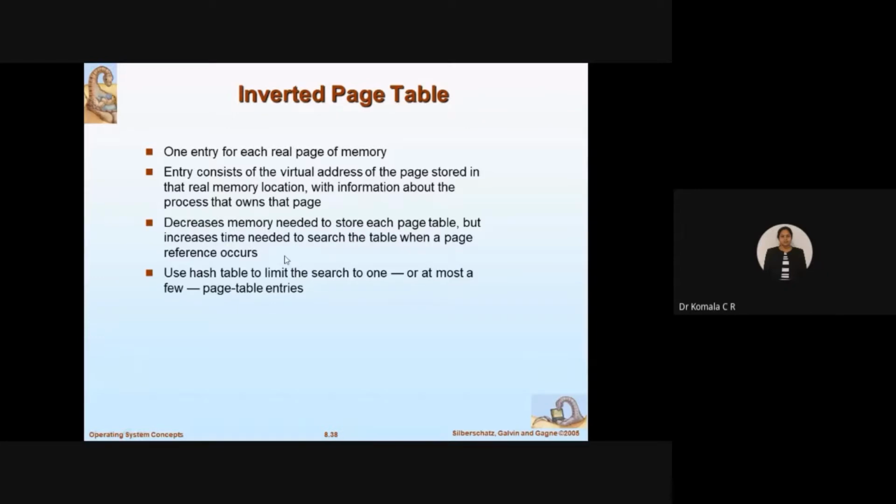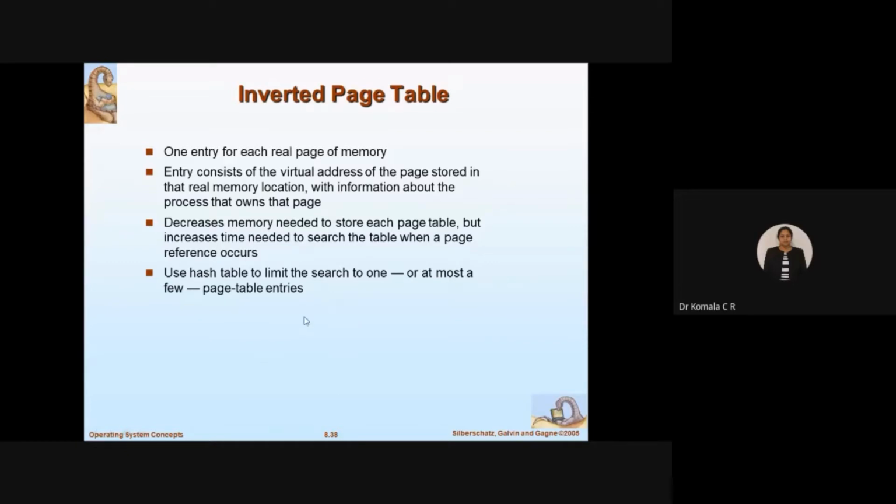So this decreases memory. I will explain with an example how it decreases the memory needed to store each page table, but increases time because the number of entries is more. The space required is less, but the number of entries is more. Therefore, we will be wasting time in scanning. So that is a disadvantage here, to search the table when a page reference occurs. To overcome this, the best technique among all three is the hash table. So we use a hash table to limit the search to one or at most a few page table entries.